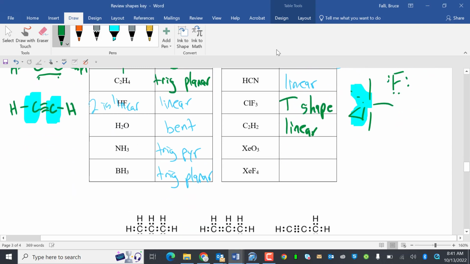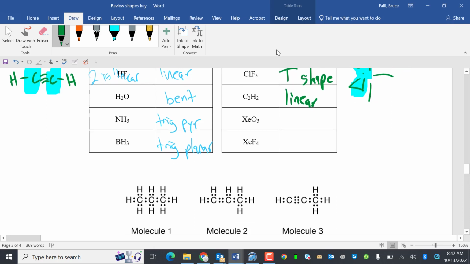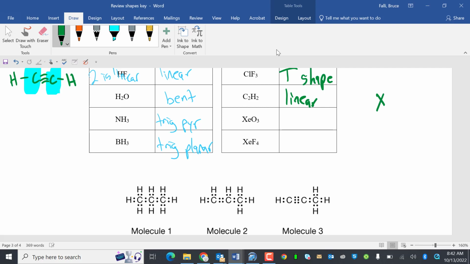Hopefully, the last part. I didn't look to see how much farther we have, but we have two more shapes: XeO3 and XeF4. You might think, wait, those are noble gases. They don't form bonds at all. Ha ha ha. You're wrong. Xenon's low in the periodic table, so the electrons are far enough away that they can still get into shenanigans that we'll call bonding.